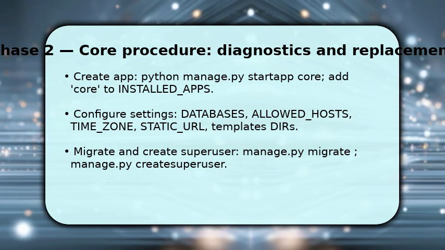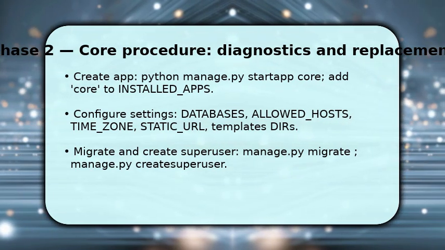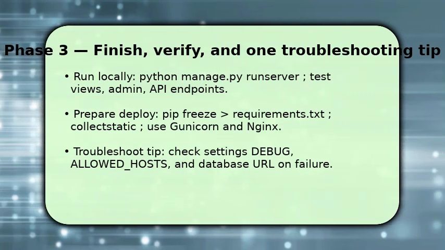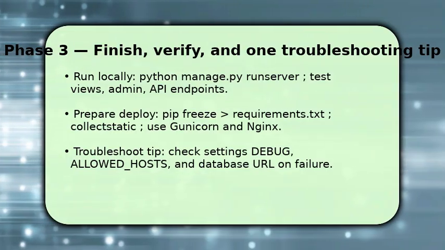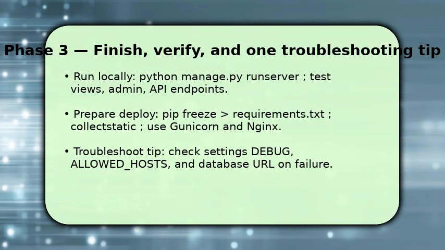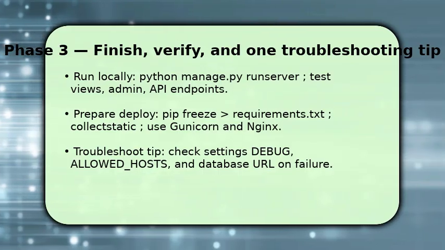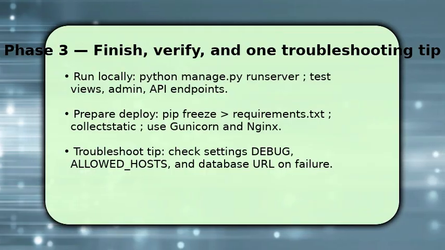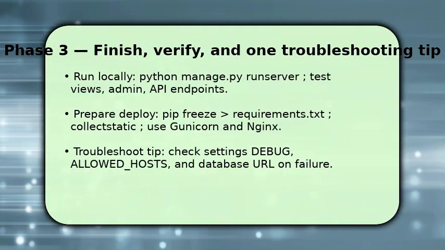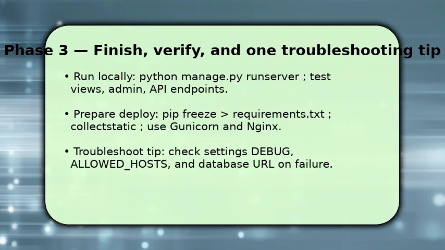Finally, run the development server and exercise your endpoints. Visit the admin, test forms, and hit APIs. Once validated, freeze dependencies, run collectstatic for production assets, and set up Gunicorn behind Nginx or use a platform service. Make sure environment variables supply SECRET_KEY and database URLs so production differs from development.